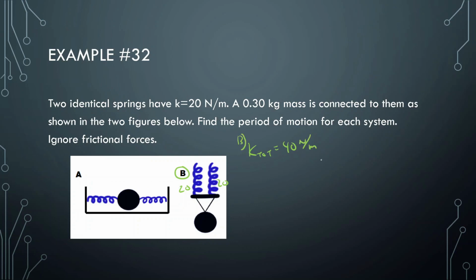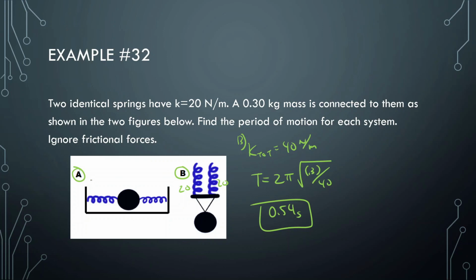So all we can do is find the period. For part B, we could just do T equals 2 pi times the square root of mass, 0.3, divided by K total, which is 40. Okay, so these are in parallel, so again, we just add them together. Now we're doing 2 pi times square root of 0.3 divided by 40. And we should get around 0.54 seconds. But now, let's look at A a little bit. This might be a little bit confusing.